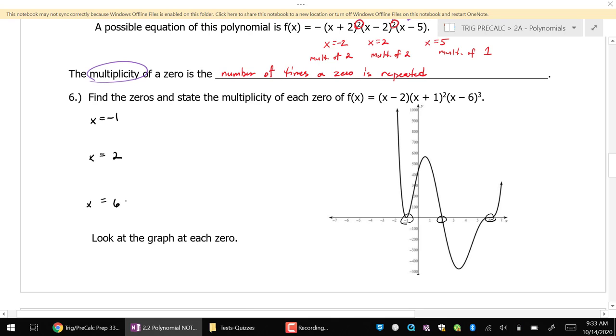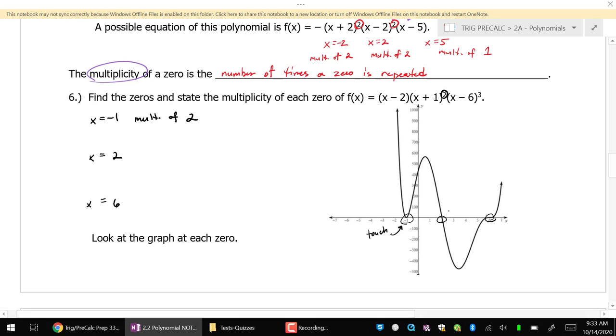Now, with multiplicity, the connection to the graph will be just a little touch or kind of a tangent right there. If that happens, we have an even multiplicity. Often it's going to be a multiplicity of 2. So x equals -1 is going to have a multiplicity of 2. And I can see that right here by the power of 2 on the x plus 1.